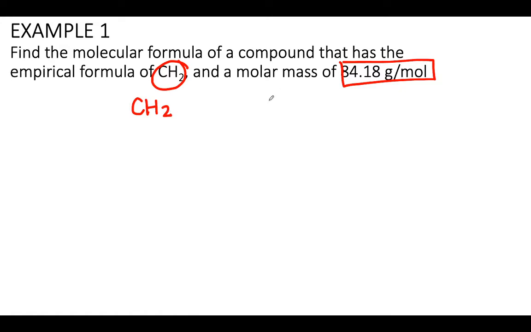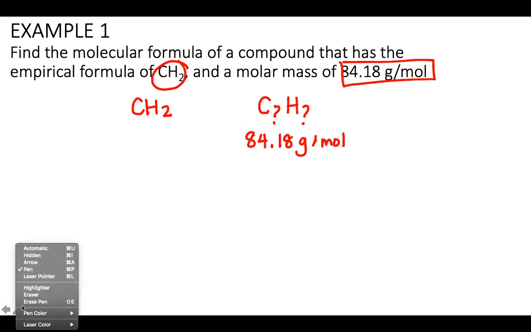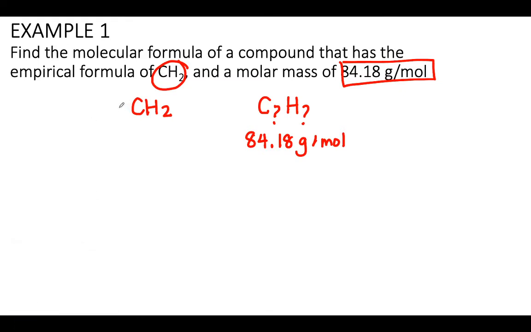I know that the molecular formula of this compound is made up of carbon and hydrogen, but what I don't know is the subscripts of the carbon and the subscripts of the hydrogen. So let me just write down that I know the molar mass of the molecular formula, which is 84.18 grams per mole. All I would need to do in order to find the molecular formula of this compound is to take a look at the molar mass of the empirical formula.